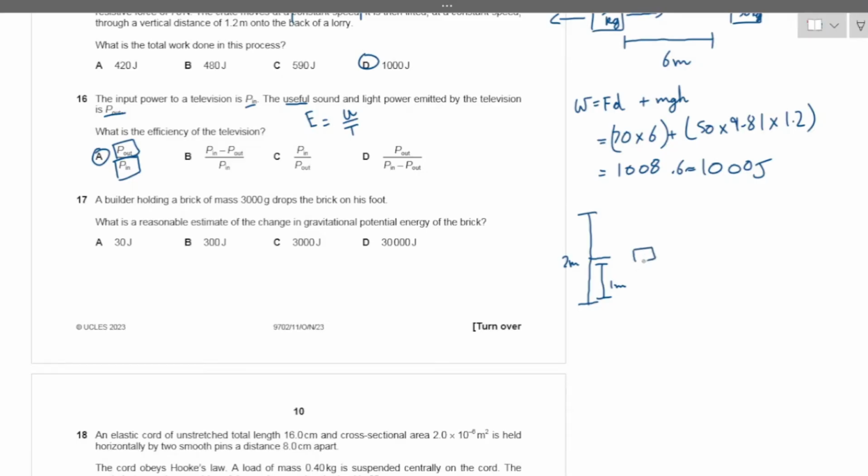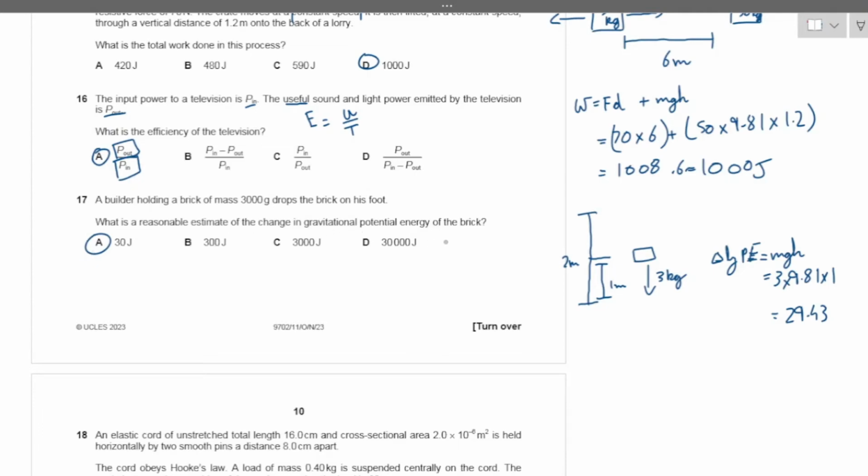So the brick falls a distance of 1 meter, and its mass, by the way, is not 3000 grams, so you need to convert it to kilograms before anything else. Now you can calculate the GPE, which would be mgh. So 3 times 9.81 times 1 meter gives approximately 29.43, which is closest to option A, that is 30 joules.